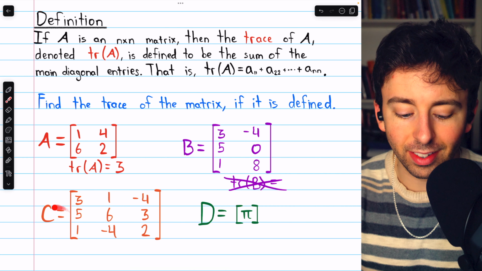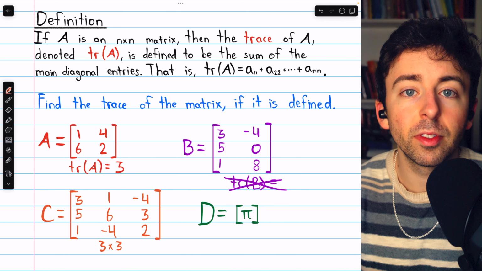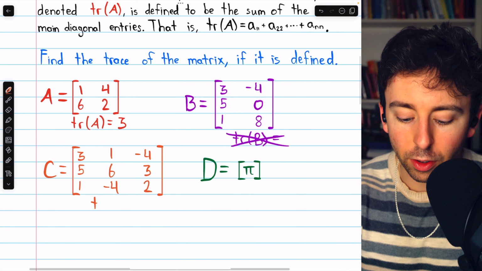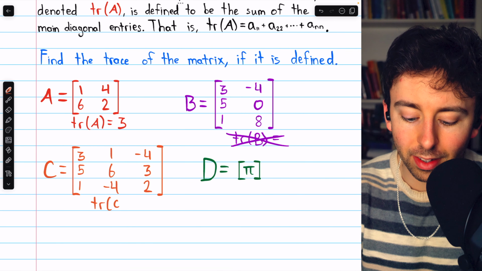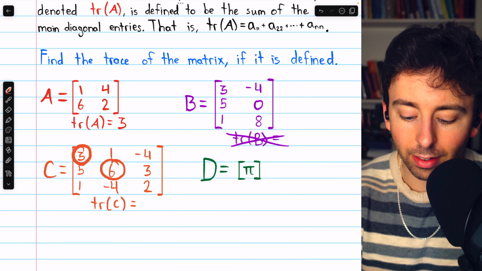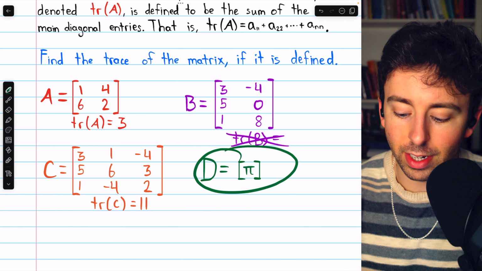What about matrix C? The dimensions of matrix C are 3 by 3, so this is a square matrix and hence its trace is defined. The trace of matrix C is the sum of its diagonal entries, so 3 plus 6 plus 2, and that's 11. Finally, what about matrix D?